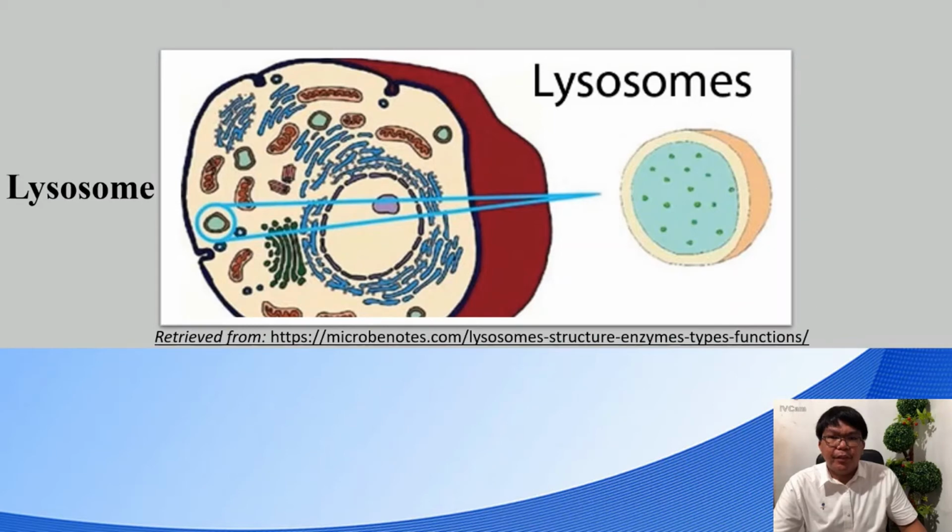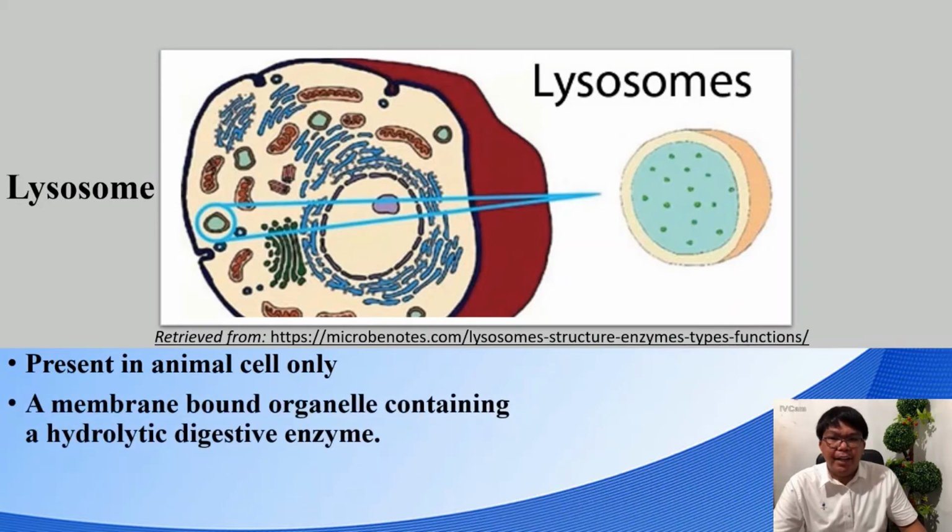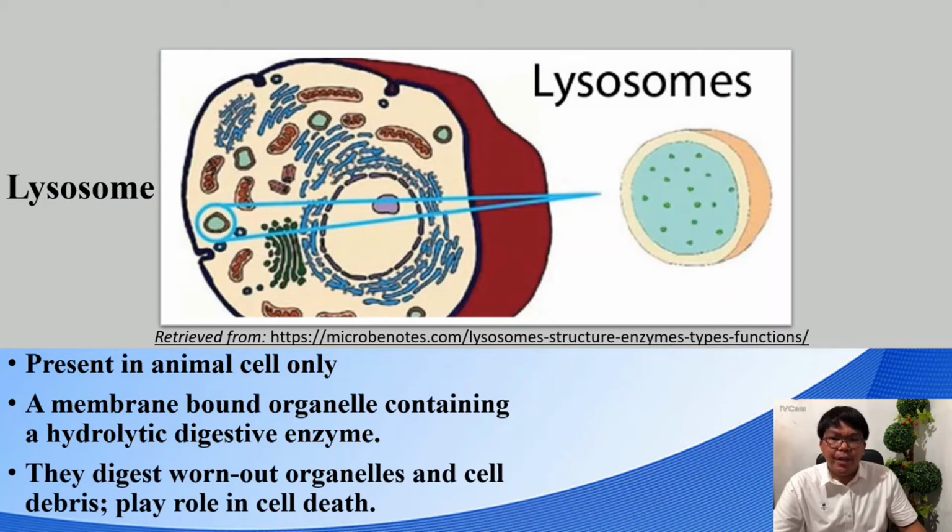Lysosomes are only present in animal cells. It is a membrane-bound organelle containing a hydrolytic digestive enzyme. They digest worn-out organelles and cell debris, and play a role in cell death.